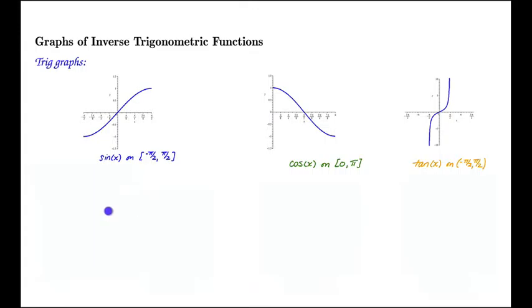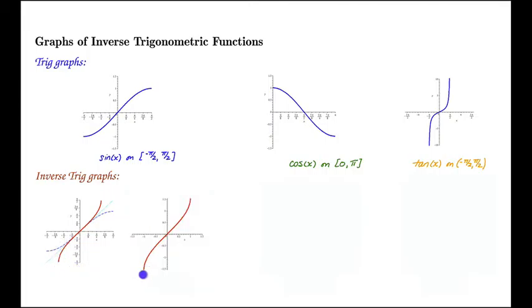The graphs of the inverse trig functions can be found by reflecting each of these graphs along the line y equals x. So I've done that here for the sine function, which I have as a dark blue dashed line. I have a very faint light blue line for y equals x, and our red line here is the inverse sine of x. So here, let me show it again by itself.